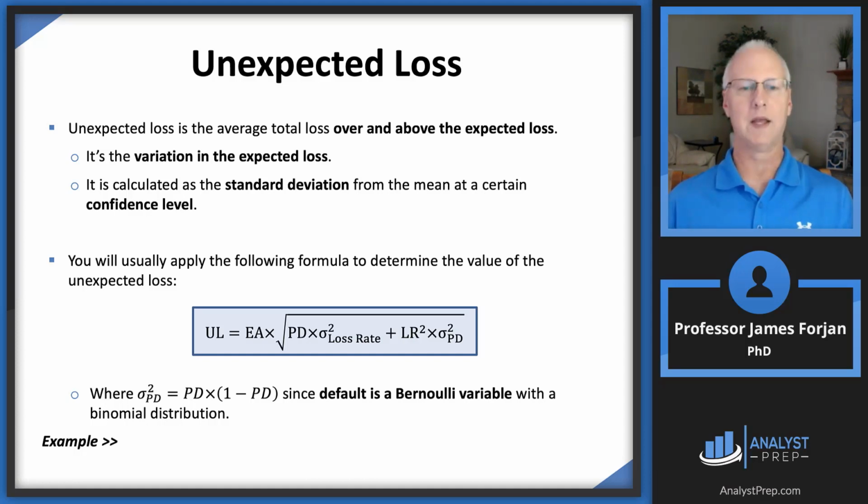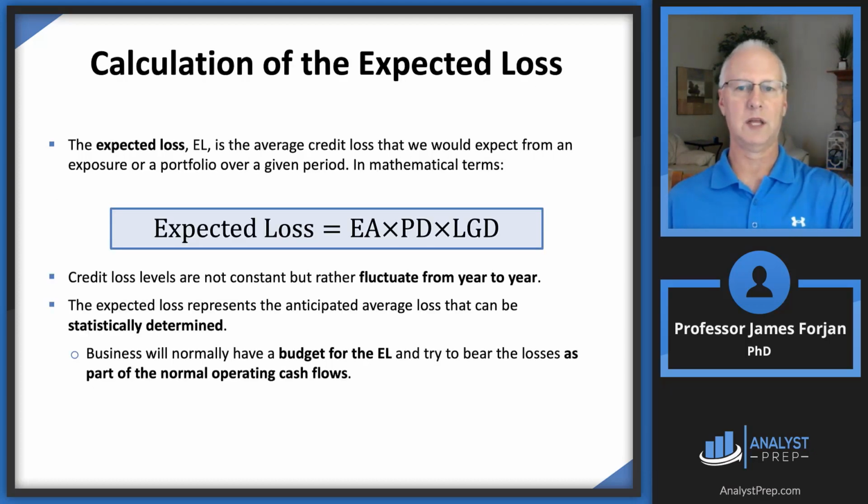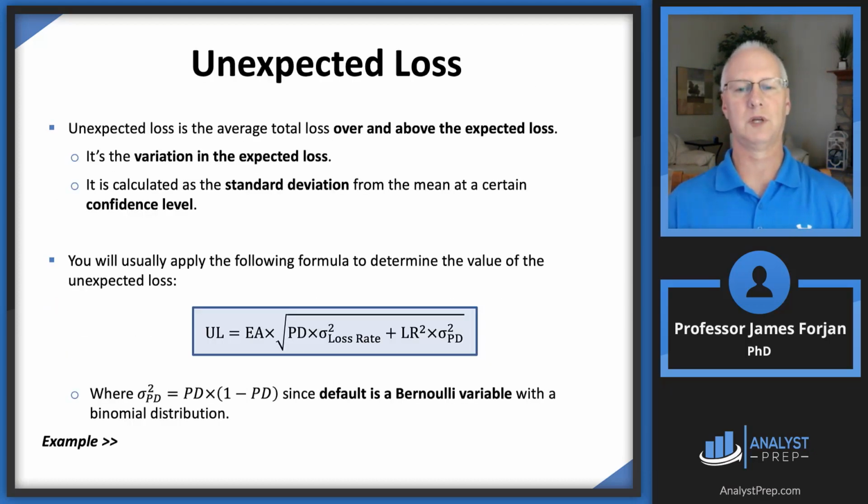So if we go back here to do all that, we're going to need these same inputs that we use to calculate the expected loss. We're going to use those to calculate the unexpected loss. And so note, it's important that the volatility of the probability of default is a Bernoulli variable with a binomial distribution.